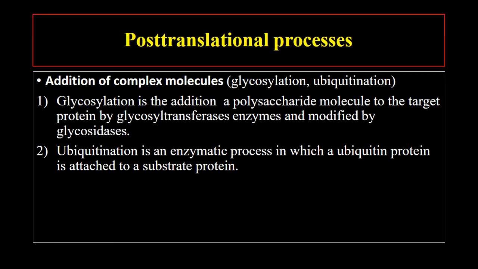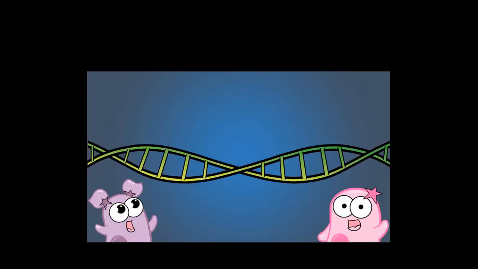And the last type of post-translational process is called ubiquitination. Ubiquitination is an enzymatic process in which ubiquitin protein is attached to a substrate protein. And now let's repeat all our information and look at something funny.